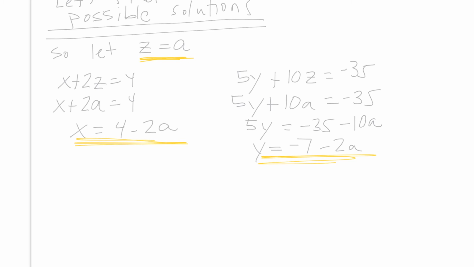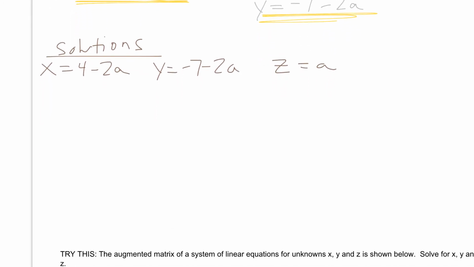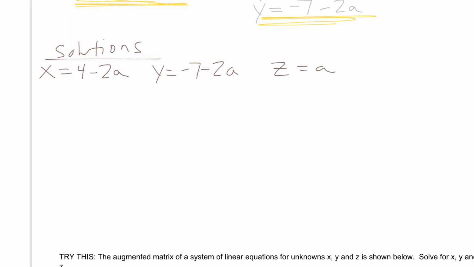So when I'm looking for my solutions, I'm using the fact that z is equal to a, that x is equal to 4 minus 2a, and y is equal to negative 7 minus 2a. I'm just going to go in order, so I'm going to throw z equal a here at the end. And then you can pick any number that you want for a. So I'm going to pick some number for a here, and I'm going to plug that same number in here, which will give me a possible solution for my system.